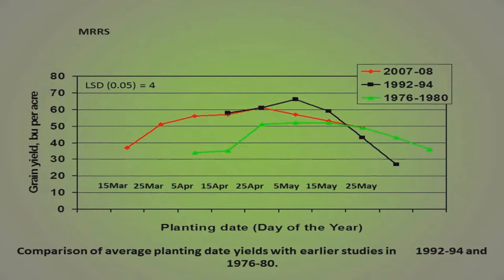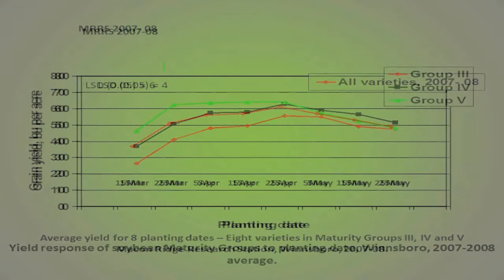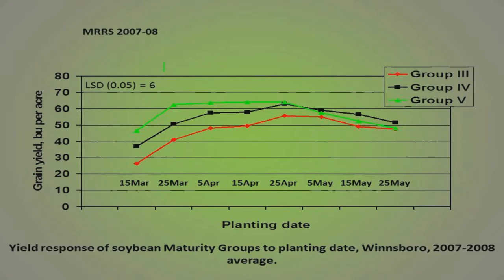We also looked at 2007 and 2008. You can see that the yield peak with our new varieties started to get earlier and earlier. And this is across all maturity groups. When we took all the varieties and looked at them, you can see that we could plant as early as March the 25th and optimize our yields. If we looked at the different maturity groups, we saw that same information. If we looked at our 5s, you could see that their yields actually were a little bit higher the earlier we were able to plant them. And we continue to see this with our current research.